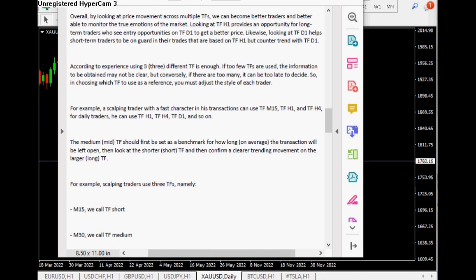If too few TFs are used, the information to be obtained may not be clear, but conversely, if there are too many, it can be too late to decide. So, in choosing which TF to use as a reference, you must adjust to the style of each trader.